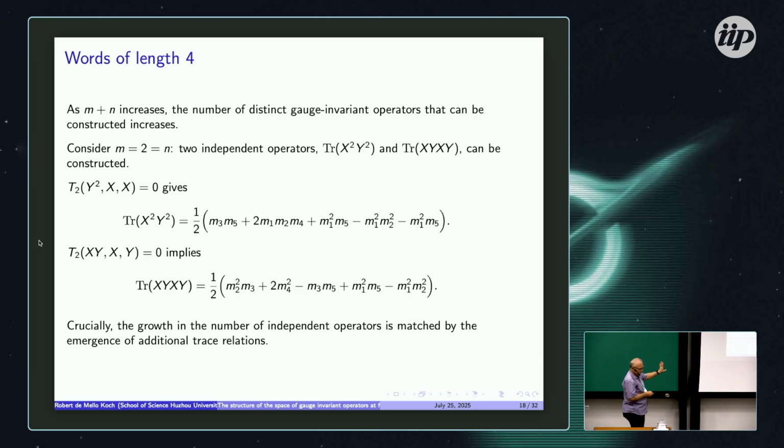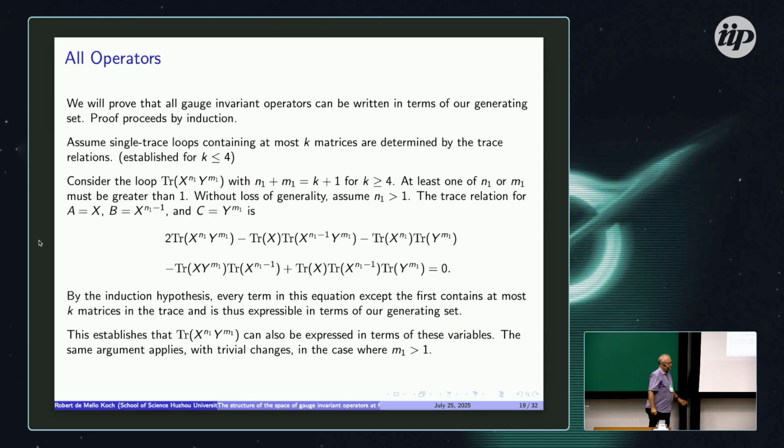So sorry, I'm going to do some details now, but I wanted to show you what's behind our claims. This is how all of our claims are proved. I'd like to prove that every gauge invariant operator can be written in terms of that set of 5 primary invariants, and I'm going to do the proof by induction. So what am I going to do? I'm going to assume that if I've got k or fewer matrices in the trace, they can all be written as a polynomial in the primary invariants. I proved that statement for k up to 4.